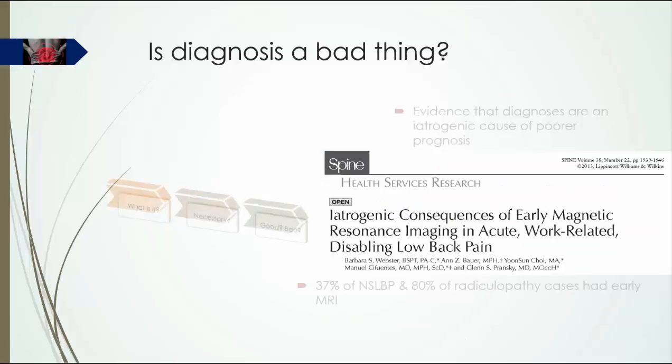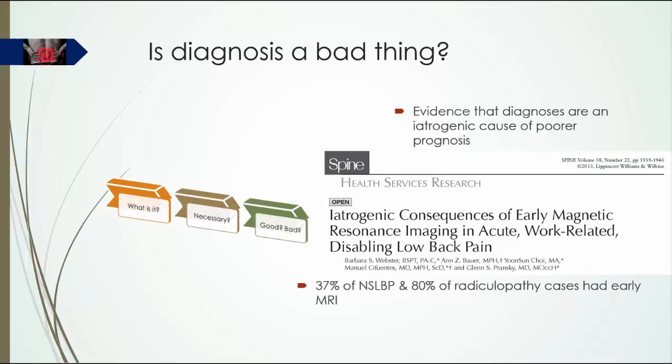There is also evidence that early high-tech imaging is a problem, especially. In this sample, 37% of patients categorized as having non-specific low back pain and 80% of those with radiculopathy had an early MRI, and the pathologies identified and reported were at least partially responsible for increased disabilities.